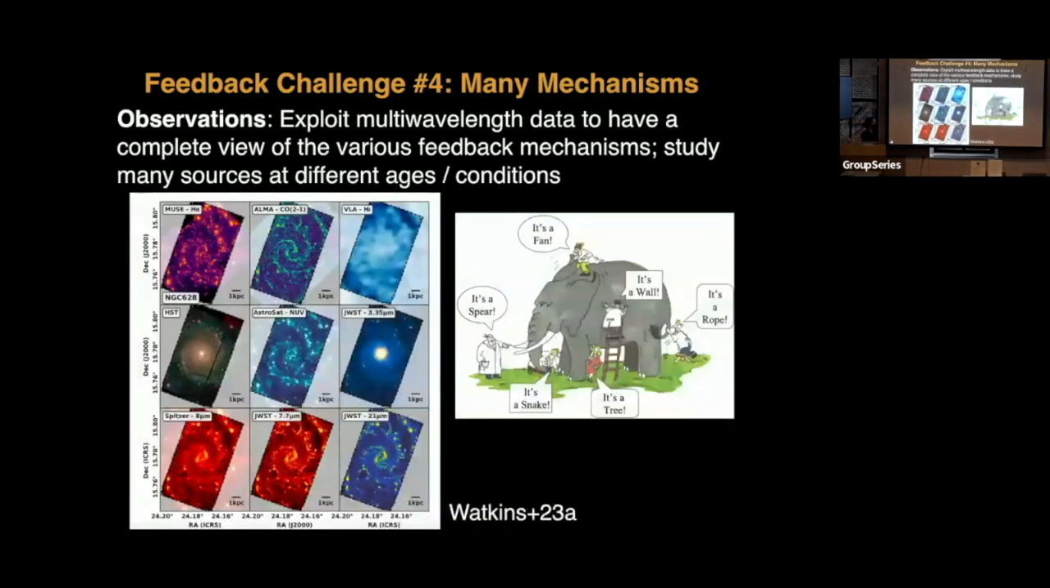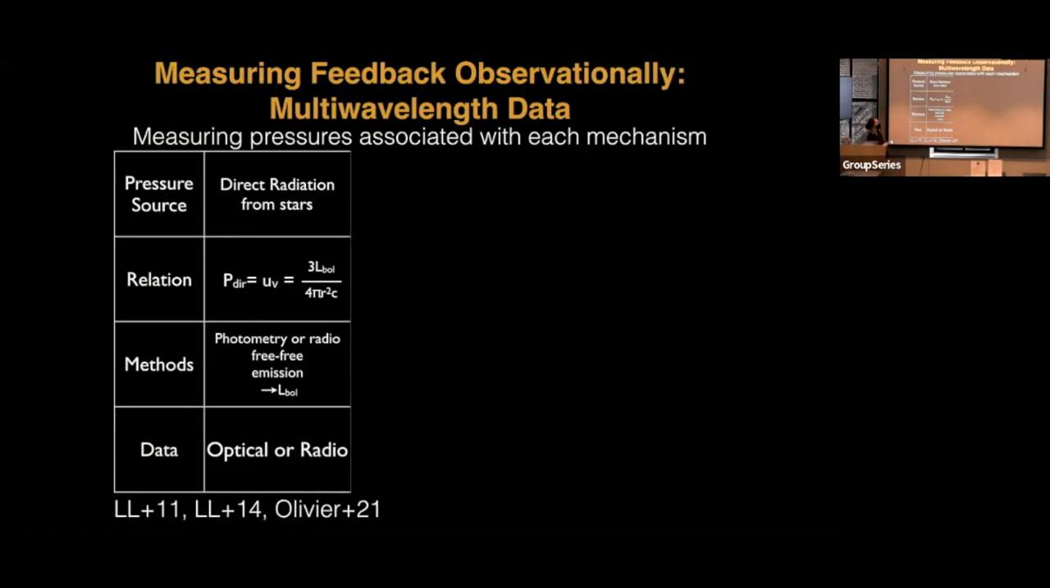From the observational perspective, again, multi-wavelength constraints are very important in order to have our full view of the elephant/galaxy that we're looking at. And then we want to be able to do that from many sources so that we can see what the impact is depending on ages of the stars, the conditions, the environment, etc. So with all that in mind, that was how my group began to look at the relative role of different feedback mechanisms in star clusters, was to measure the pressures associated with various mechanisms using multi-wavelength data.